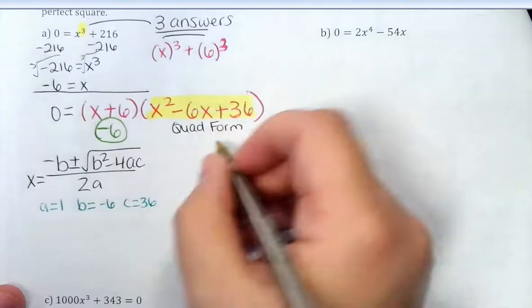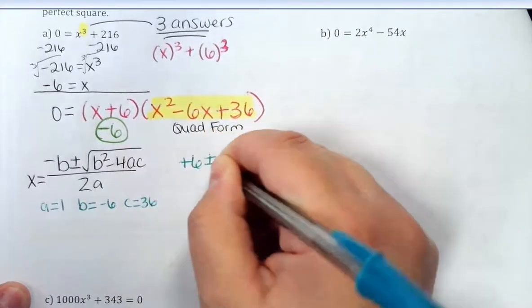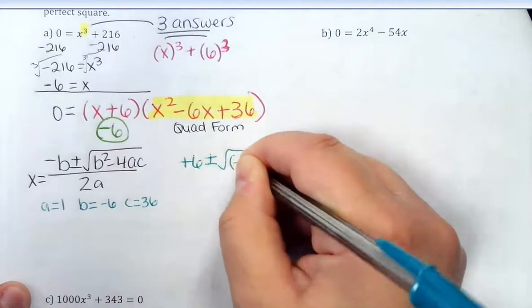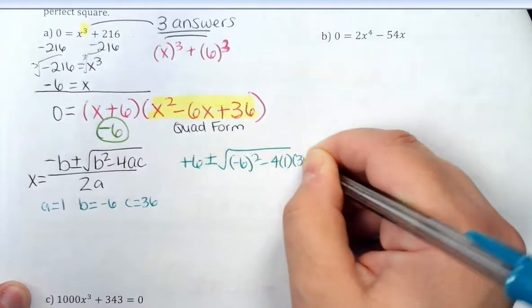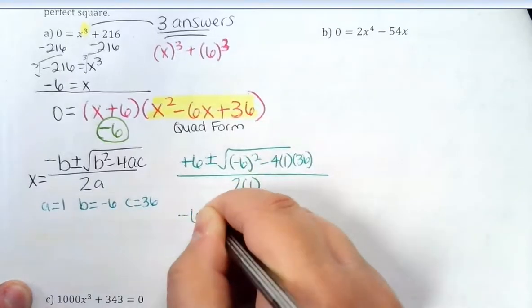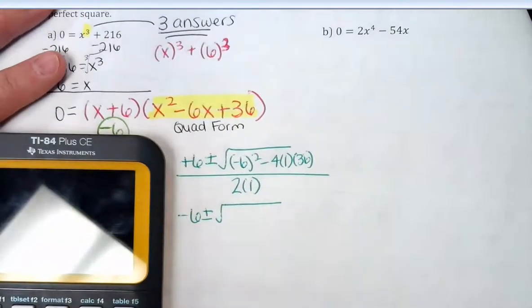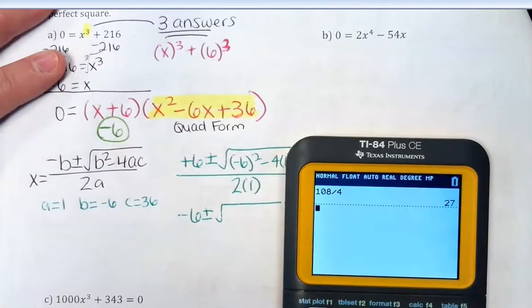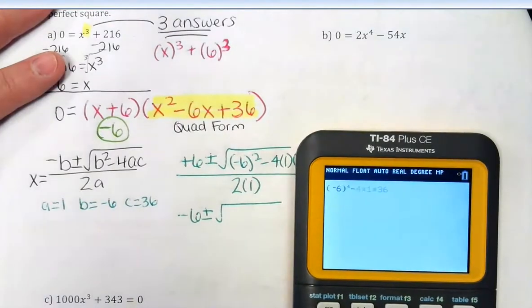So opposite of B would actually be positive 6 plus or minus the square root of negative 6 squared minus 4 times 1 times 36, everybody over 2a. Now I'm going to just grab my calculator to do the part under the square root real quick. If I do negative 6 squared minus 4 times 1 times 36, I'm going to get negative 108.